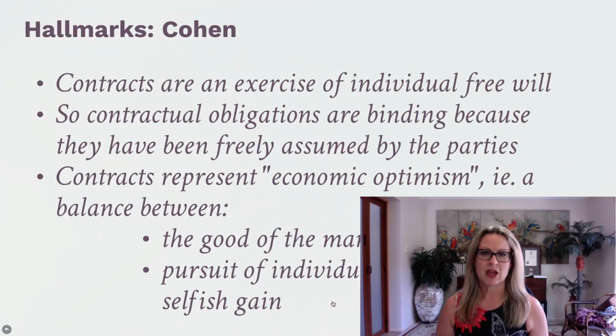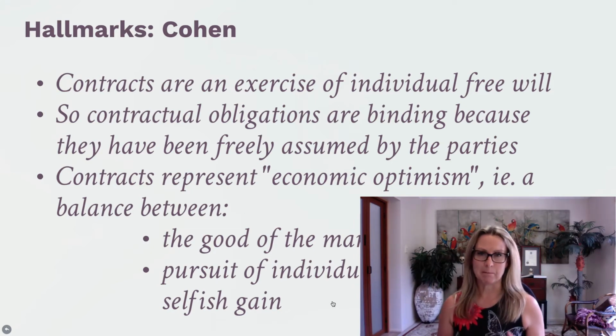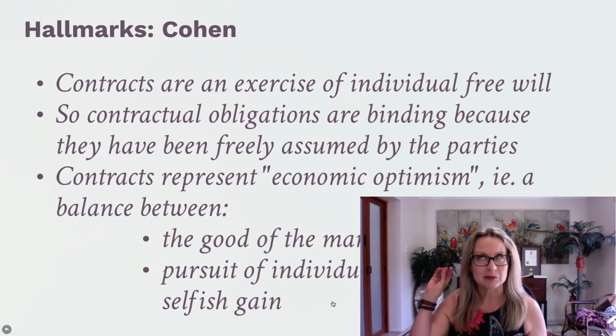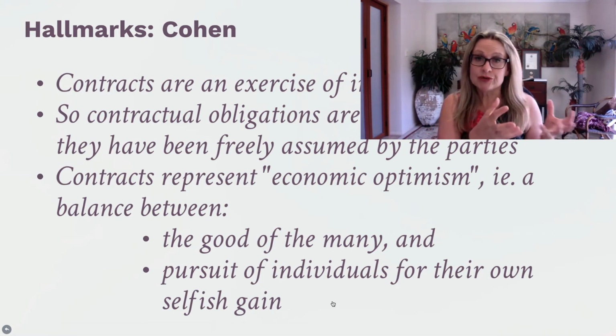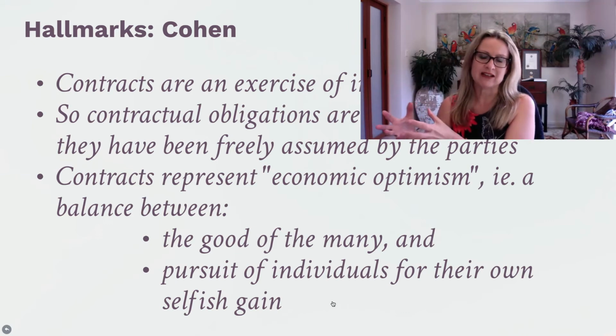What are the hallmarks? Contracts are an exercise of individual free will, as I said before. What makes contracts binding is because the parties have freely, of their own volition, entered into those particular arrangements. So they've taken on those arrangements because they want them, all right? They've been freely bargained for. There's a little bit of an economic undertone creeping in there. They represent economic optimism. So basically the world would all be a better place if we had contract law representing a balance between the will of the many, the good of the many, so a utilitarianism kind of focus, and purely rational self-maximizing activity.